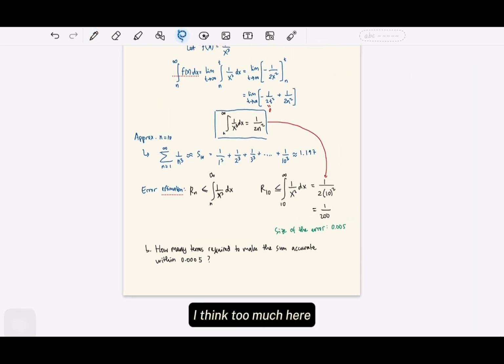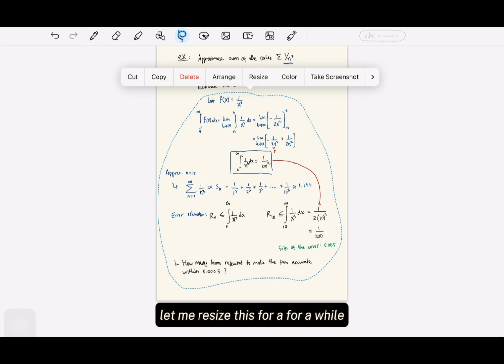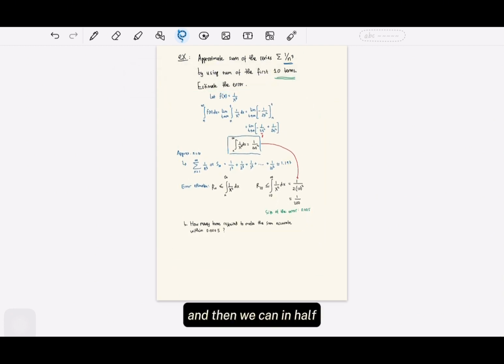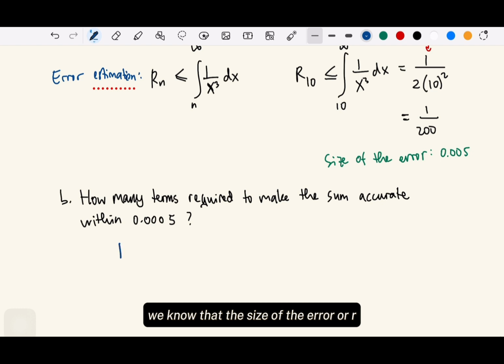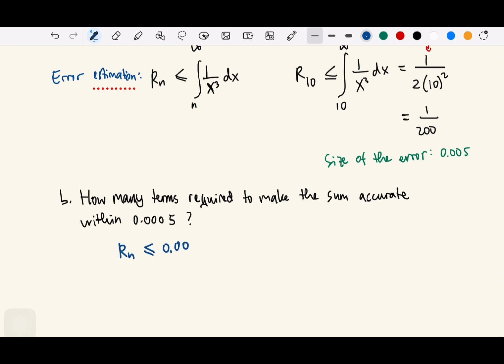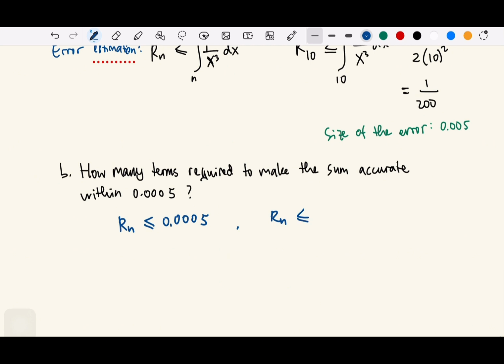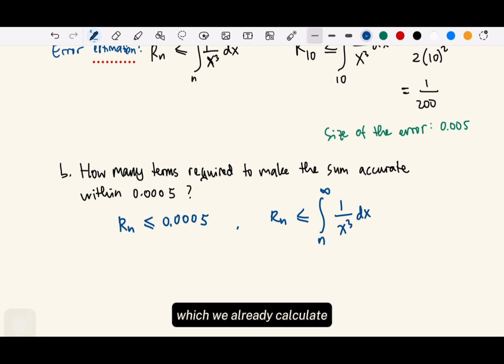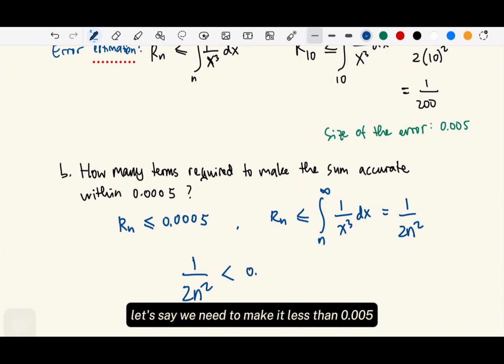Because we already found our integration, we could start. Let me resize this for a while. The size of the error, or R, should be this, right? At most, this is the maximum error that we can have, and the error should be less than or equal to this integration, which we already calculated, and this is 1/2n squared. So we are going to compare these two. 1/2n squared, let's say we need to make it less than 0.0005.